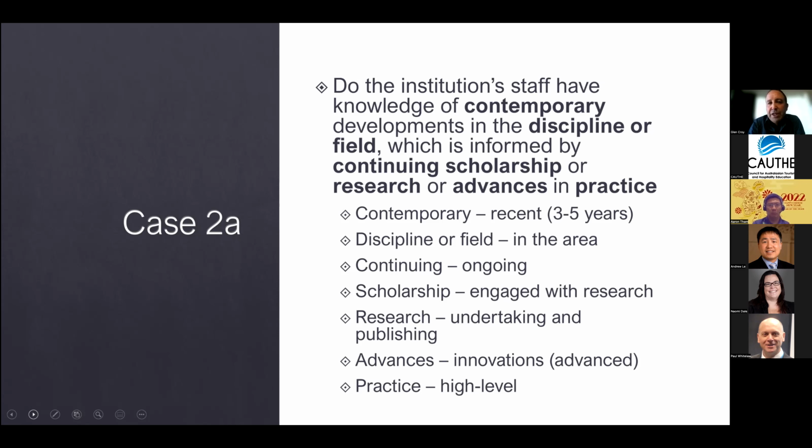Scholarship, and this here will touch on to what Paul was highlighting earlier, but in here, I just want to draw a distinction between scholarship as treated here as to what the future will be for scholarship. So scholarship here is generally being interpreted as being engaged with research versus research, which is the undertaking and publishing of research. All right, so engagement with research versus the actual or primary activity of doing research.